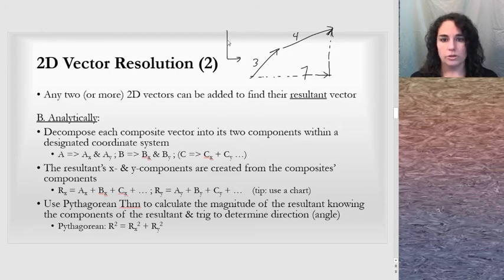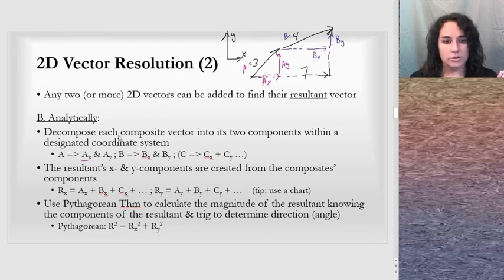So again, we're going to assign some sort of coordinate system, and we're going to note that our first vector has an x and y component. And note that I've called these A, B, and C. So let's say that this 3 is vector A and the 4 is vector B. And so A has an Ax and an Ay component. And also B has a Bx and a By component. Notice that each of those can be decomposed into each of its constituent legs.